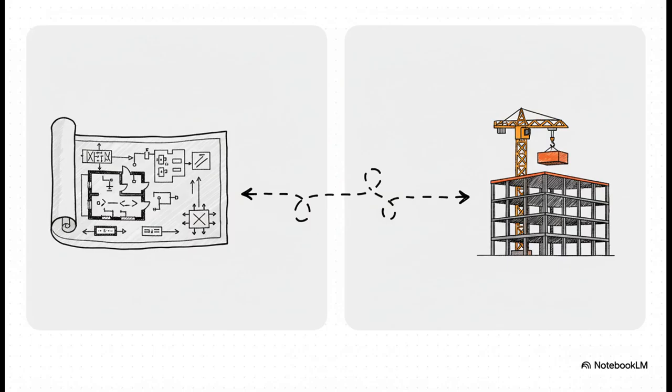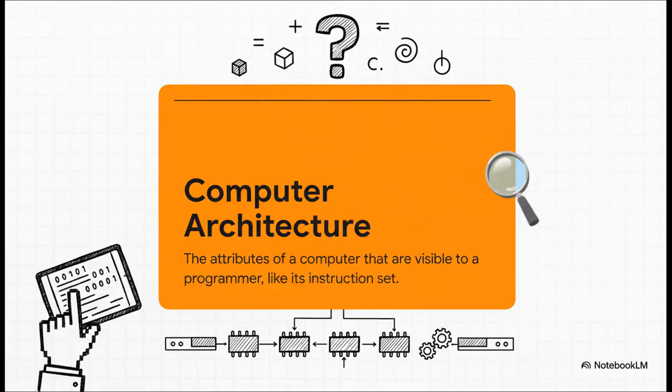Then you have the organization. That's the actual construction work. The how are we going to physically build it to do all that stuff? So the architecture, that's the high-level design. It's everything a programmer sees and gets to play with. What commands will the computer understand? What kind of data can it work with? It's really the what of what a computer can do.